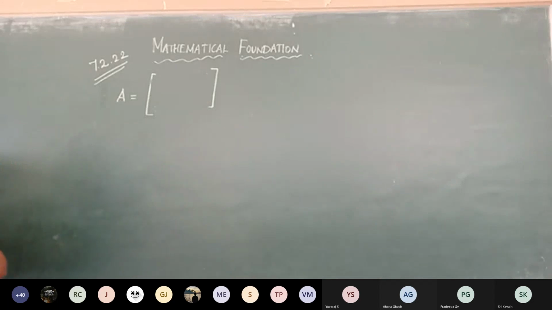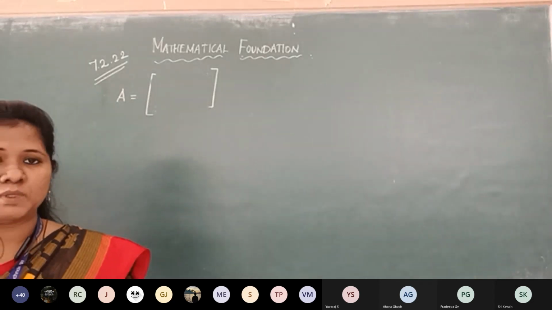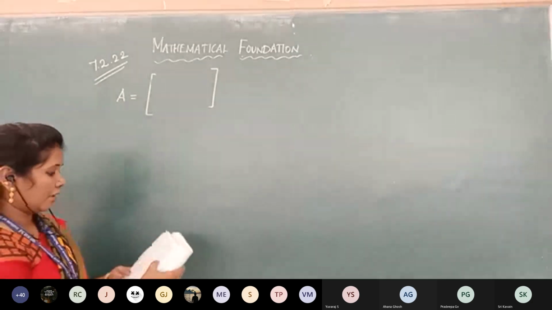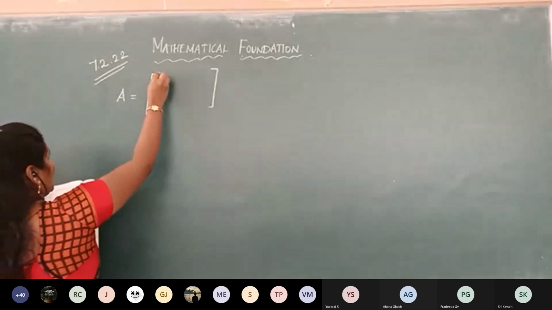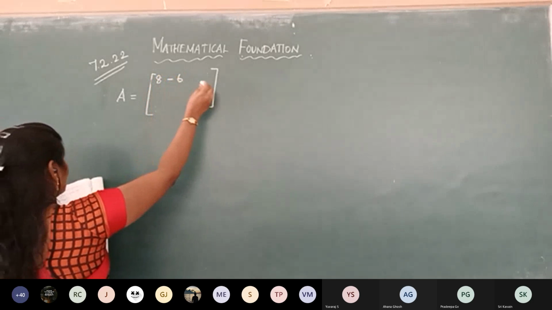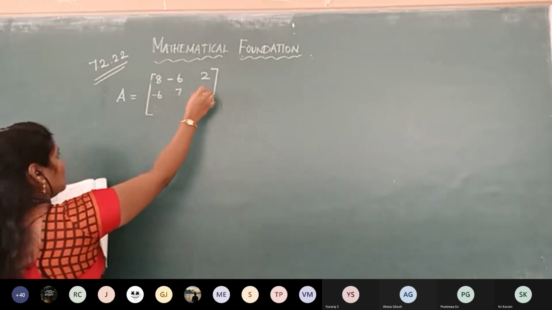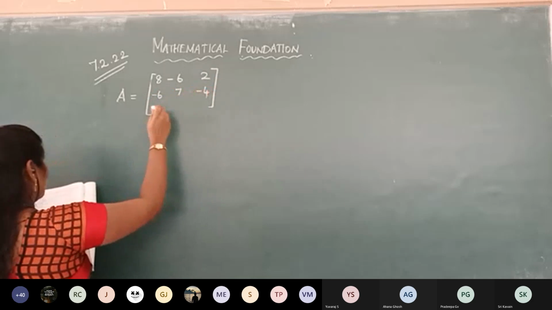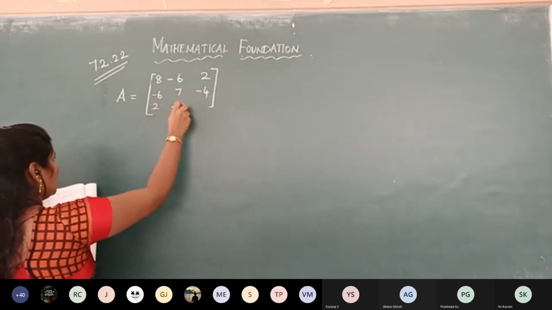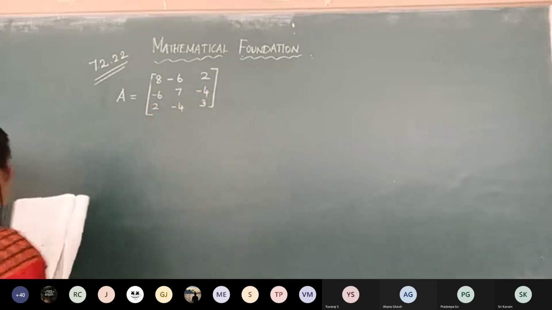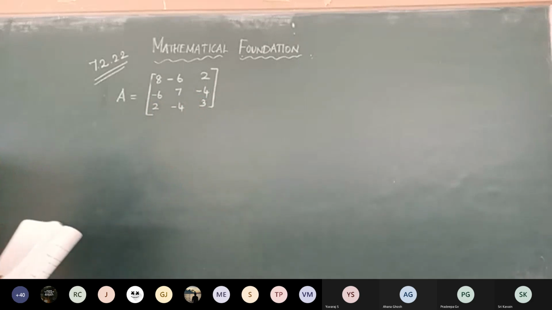Write another problem on another page. Find the eigenvalues and eigenvectors of the matrix: 8, minus 6, 2; minus 6, 7, minus 4; 2, minus 4, 3.